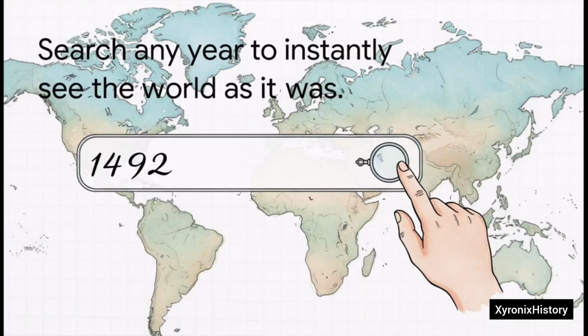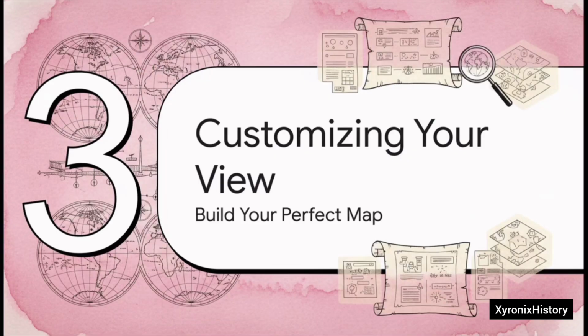And using it couldn't be easier. There's a search bar. Let's say you're studying Alexander the Great. Just type in 323 BC. Boom! Need to see the world when the Magna Carta was signed? Enter 1215. The map instantly redraws itself to show you the political landscape of that exact moment. It's that simple.